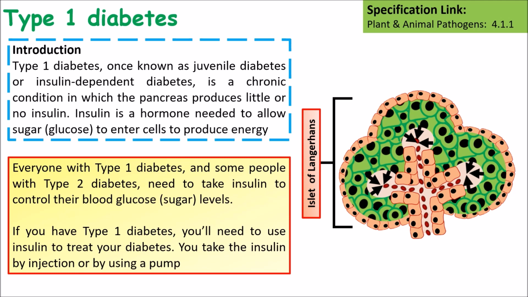Everyone with type 1 diabetes and some people with type 2 diabetes, but not as many, need to take insulin to control their blood sugar levels. If you have type 1 diabetes, then you need to use insulin to treat it. You can either do this by injecting it or by using an insulin pump.